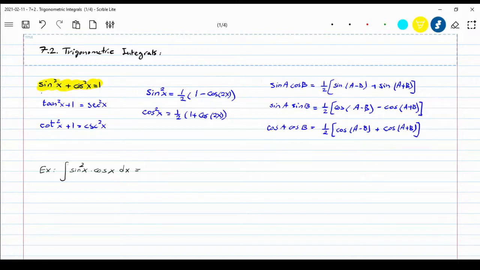And if you divide both sides by cosine squared, you would get tangent squared plus 1 equals secant squared. And similarly, if you divide the first equation by sine squared, you would get cotangent squared plus 1 equals cosecant squared. You should have seen this already in Calc 1.